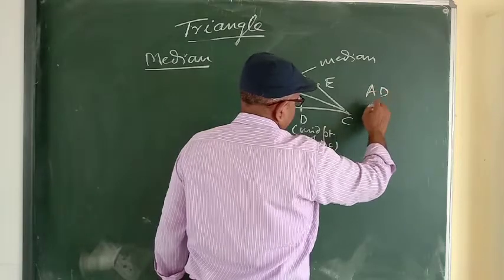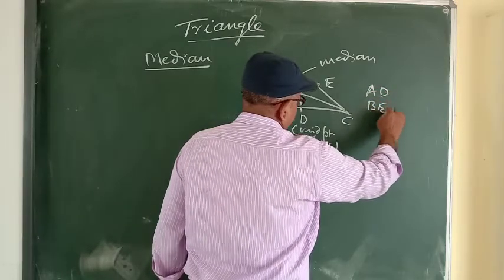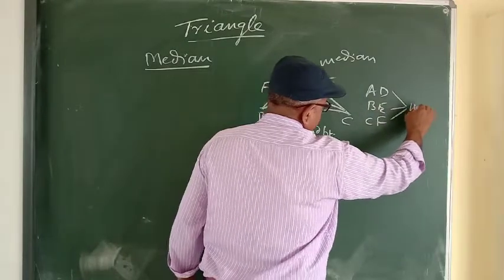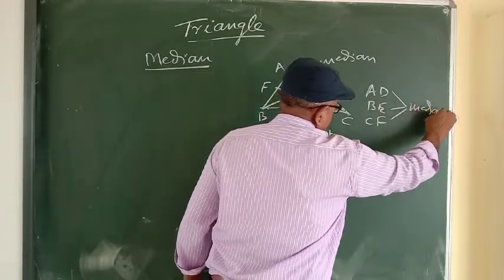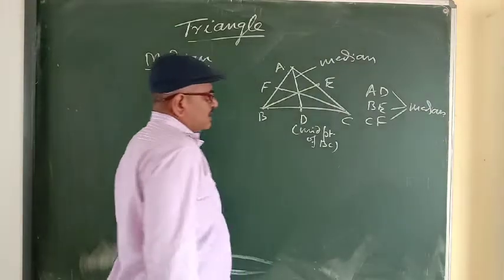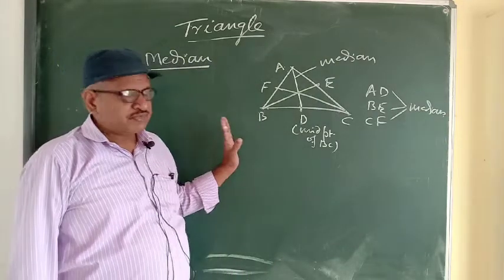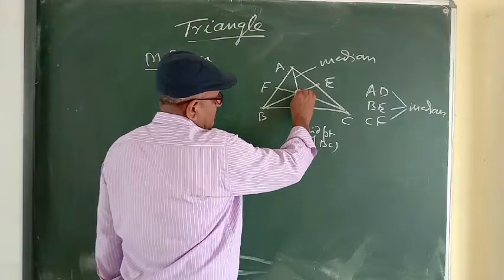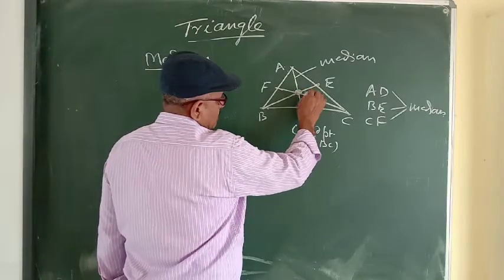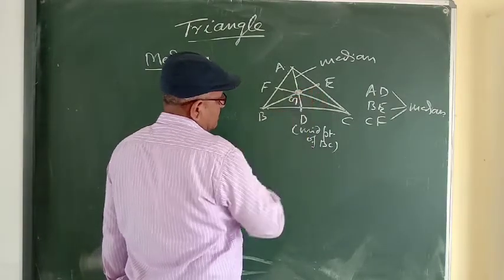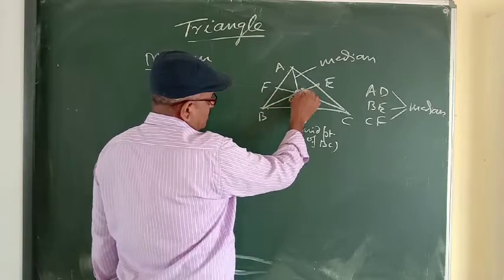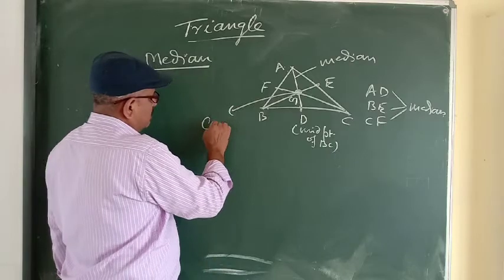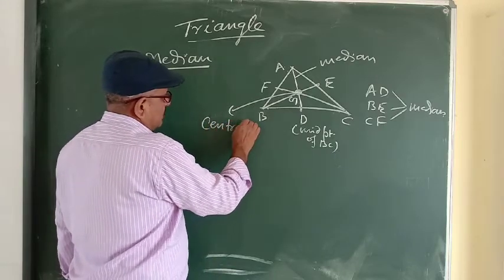AD, BE and CF. These are medians. There are three medians in a triangle. All these medians intersect at one point. Suppose this point is G. This point is called centroid.